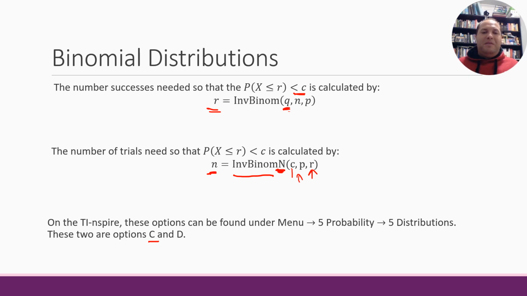On your Inspire, it's menu 5, and then inverse binom to find R is C. Inverse binom n to work out n, the number of trials, is D.